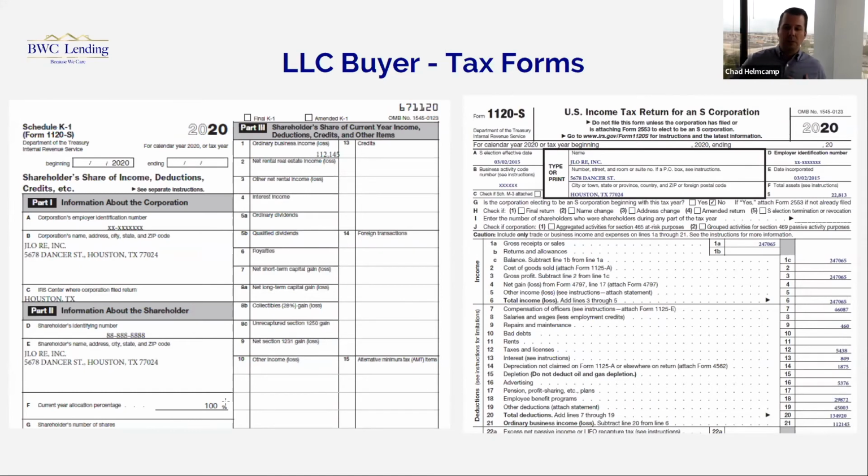So when I have a self-employed borrower, one of the most important questions we ask is, do they own 25% or more of the business? If they do own more than 25% of the business, then I know that I have to have the 1120 tax return. If they own less than 25%, I don't necessarily have to have the 1120S to calculate their income.